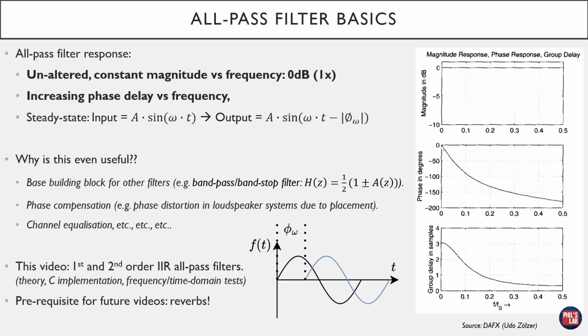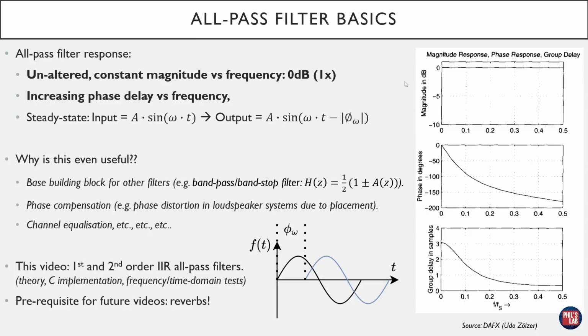Close to DC, we have 0 degrees of phase shift, phase delay, but as we go up in frequency, we get more and more phase delay in the system. Below, for the sake of completeness, there's also a graph of group delay for, in this particular case, a first order all-pass filter, but we'll get into that a bit later on as well.